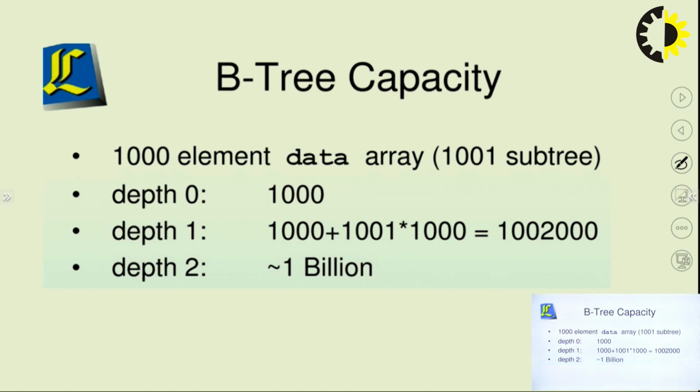You can see the capacity. If we have a 1000 element data array, we will have 1001 subtrees, and by that we can calculate the number of entries.